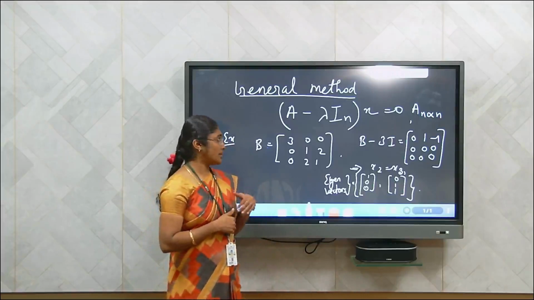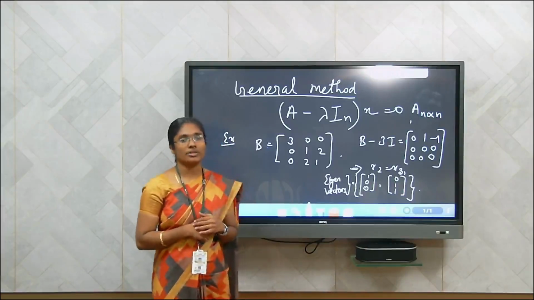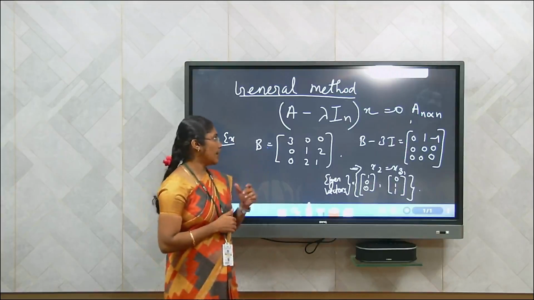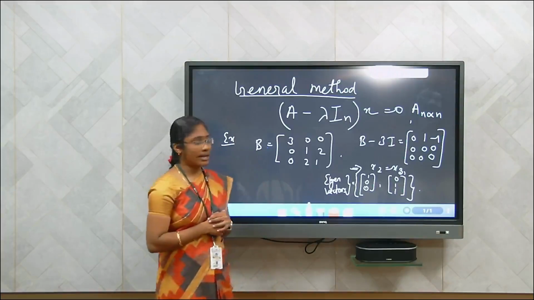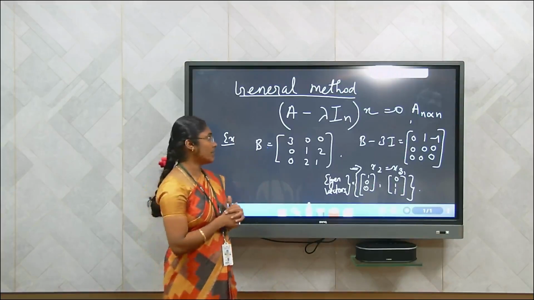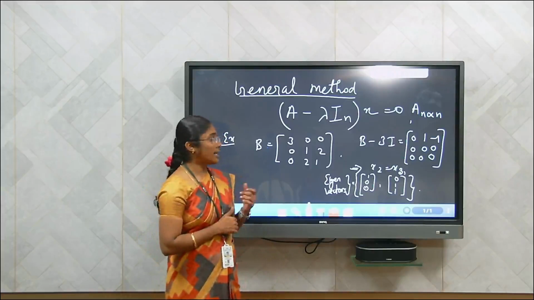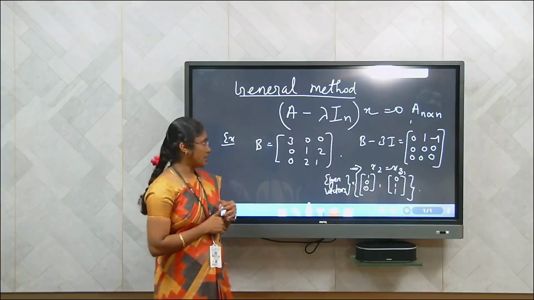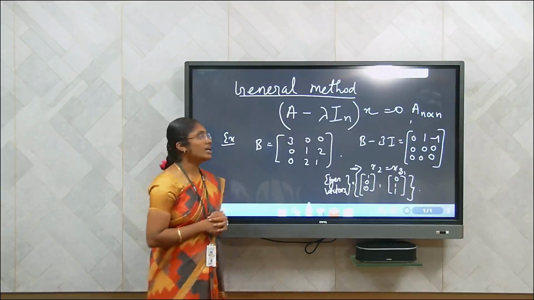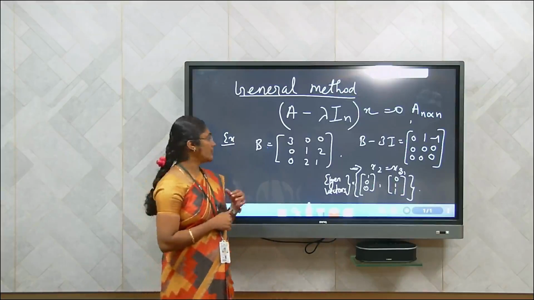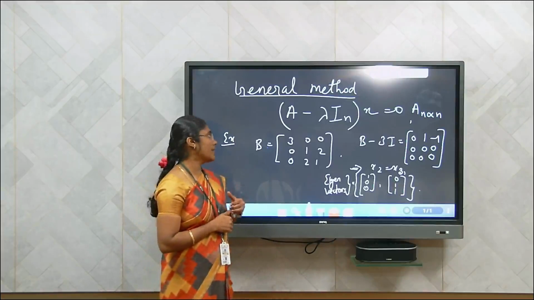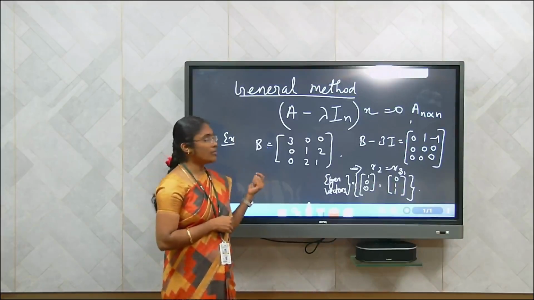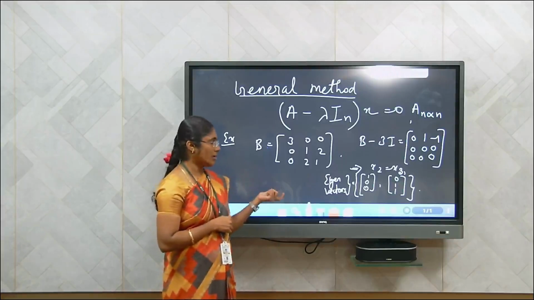So there is a general method to find the eigenvalues and eigenvectors for an n by n matrix, and this is the formula. If A is an n by n matrix, then its eigenvalues and eigenvectors satisfy the equation (A - lambda I_n)x = 0, where I_n is the n by n identity matrix. So let me consider an example in which we will show that 3 is an eigenvalue of the matrix B.